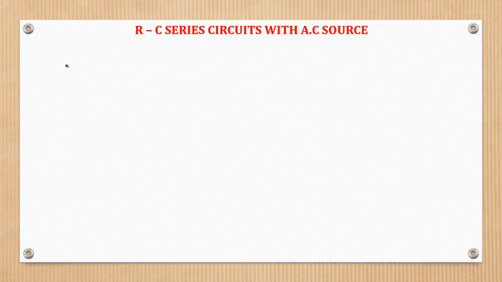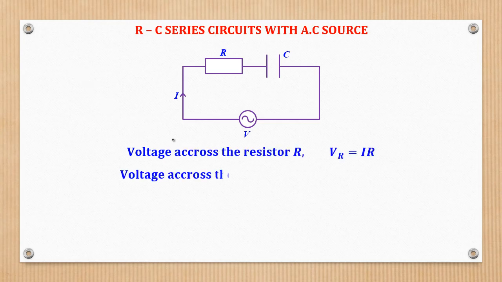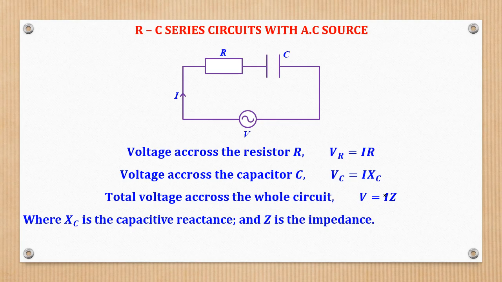Okay, so now we shall go to the next part, where we now connect a resistor and a capacitor in series. So we have a resistor and we have a capacitor connected in series. That means that voltage across the resistor is IR and voltage across the capacitor is I Xc, where Xc is the capacitive reactance, and total voltage is IZ, where Z is the impedance. I believe by now you know what an impedance is.